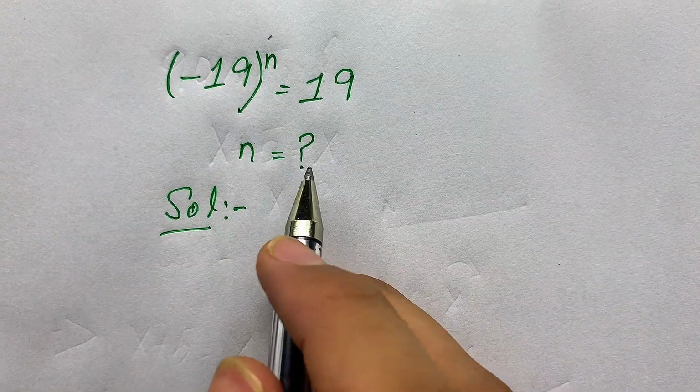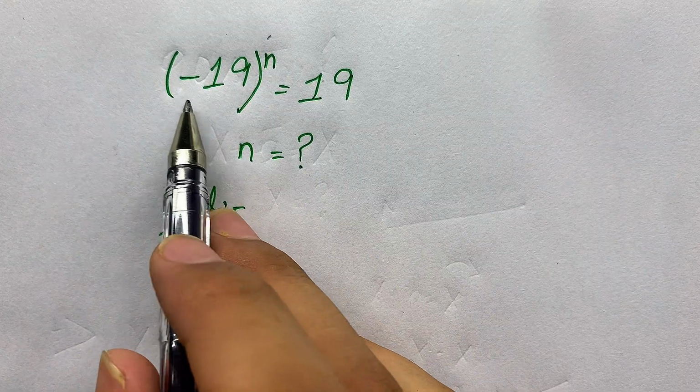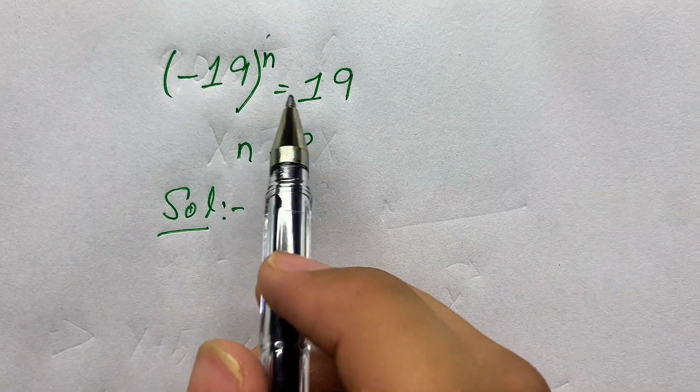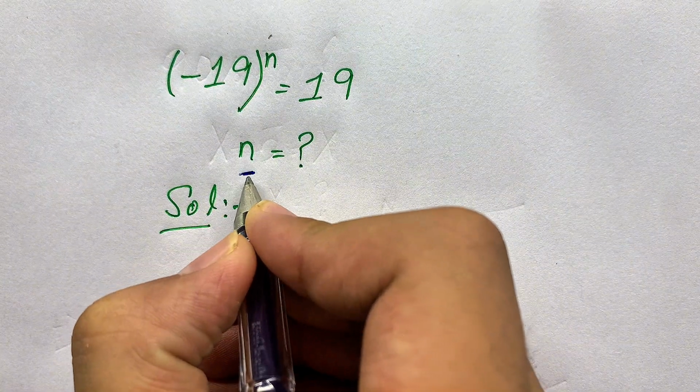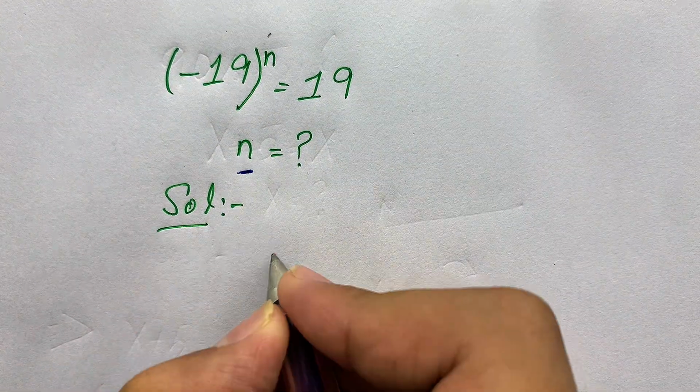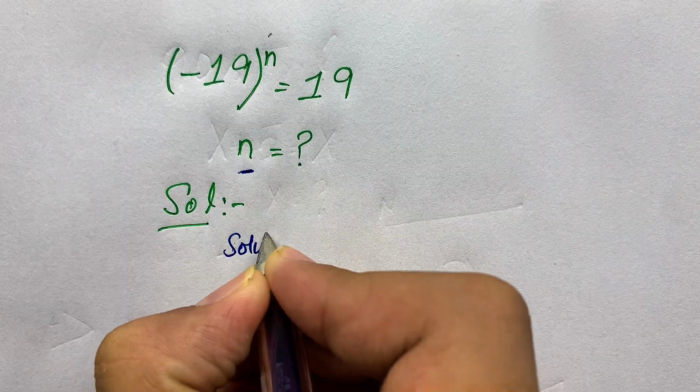In this problem we are solving (-19)^n = 19. We are finding the value of n. So we're starting our solution.